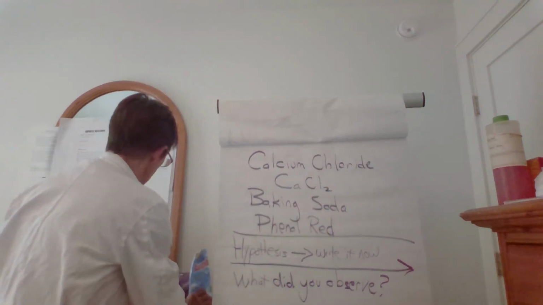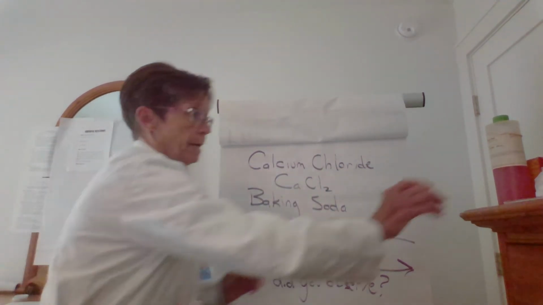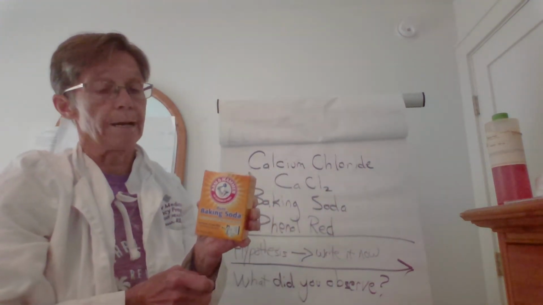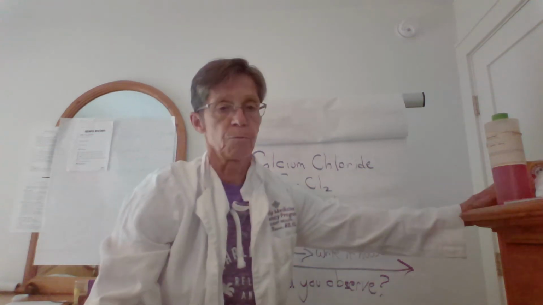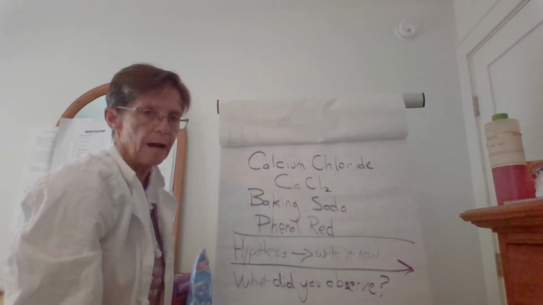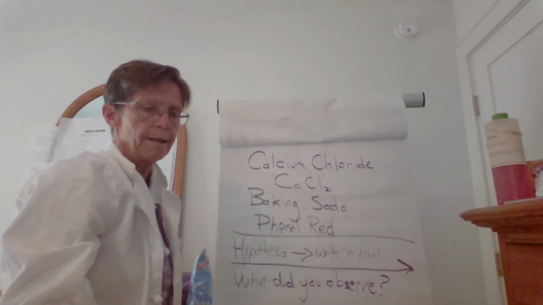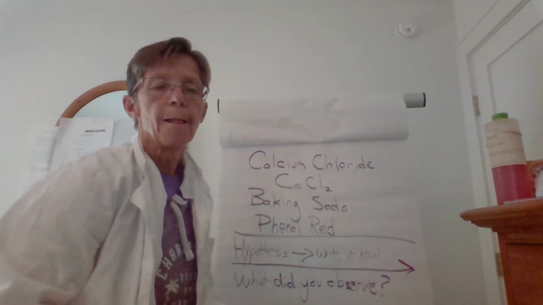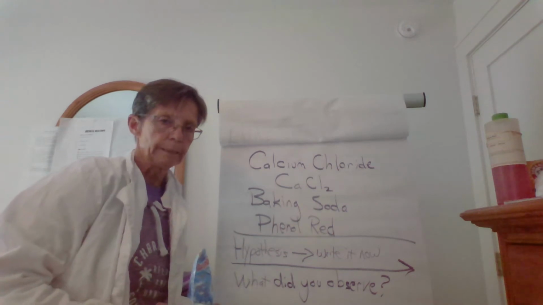And then we also need our very, very powerful and helpful baking soda, all right? So three things. I'm going to pause and make sure that you have got this down. Calcium chloride, baking soda, and phenol red. So just a little. Okay, I'm back. Now, here's what's going to happen.